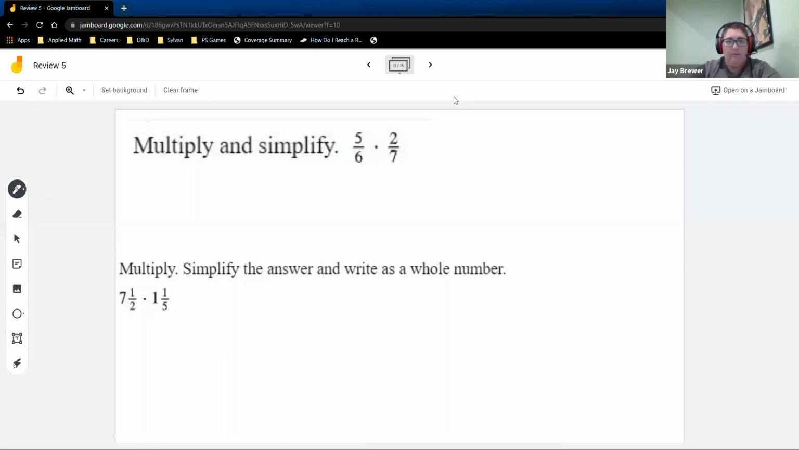We're going to move into multiplying and simplifying. Okay, so as I said, we're going to move over into multiplying and simplifying fractions. So you'll see that we're going to work with some mixed numbers, fractions, that kind of thing. I'm actually going to show you 2 different methods. So method 1.